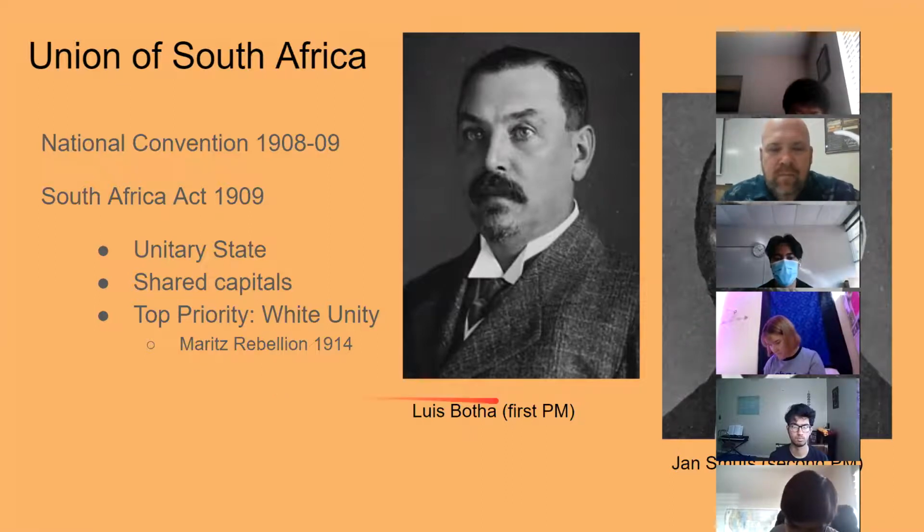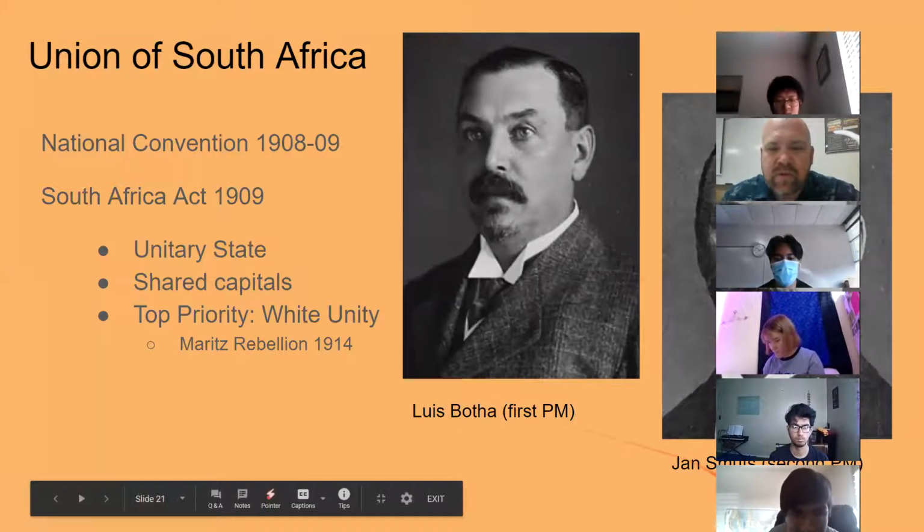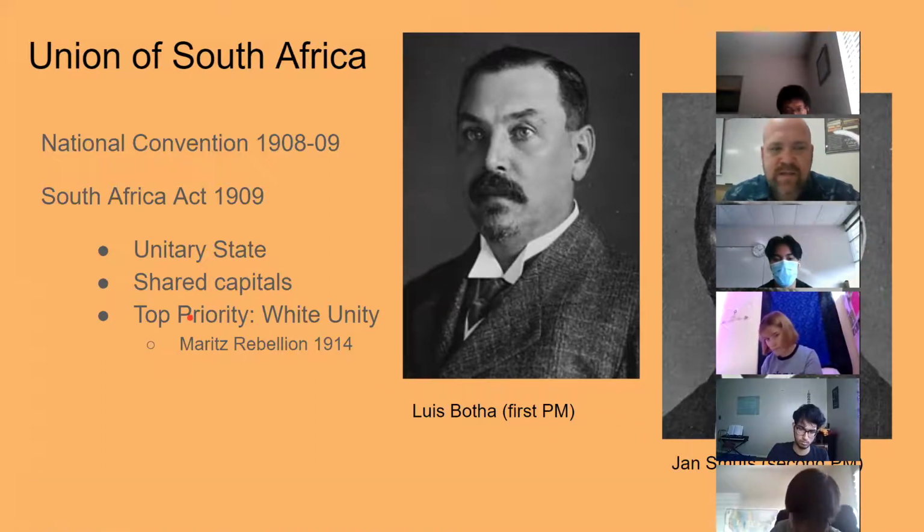Okay, Botha and Smuts are going to be our first 2 prime ministers. They're going to be our first 2 prime ministers based out of Pretoria. There.